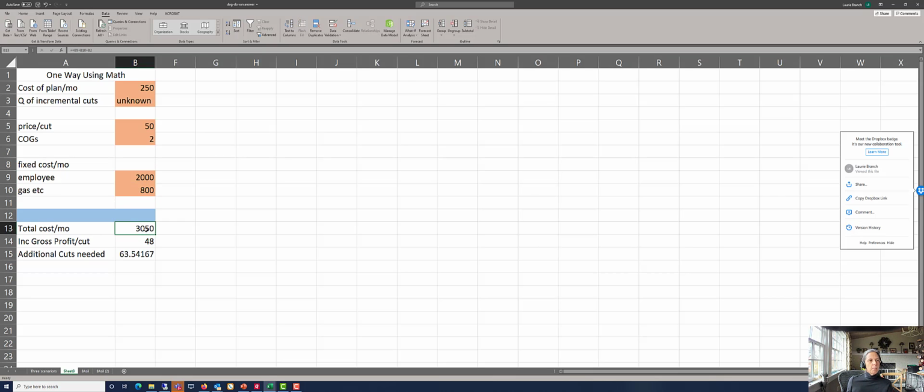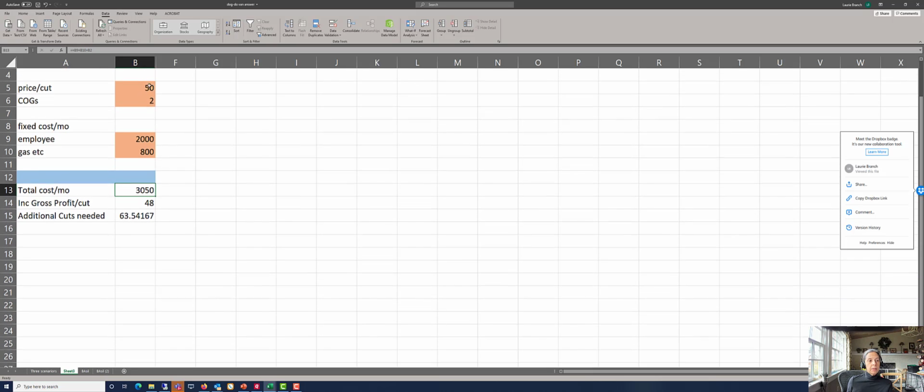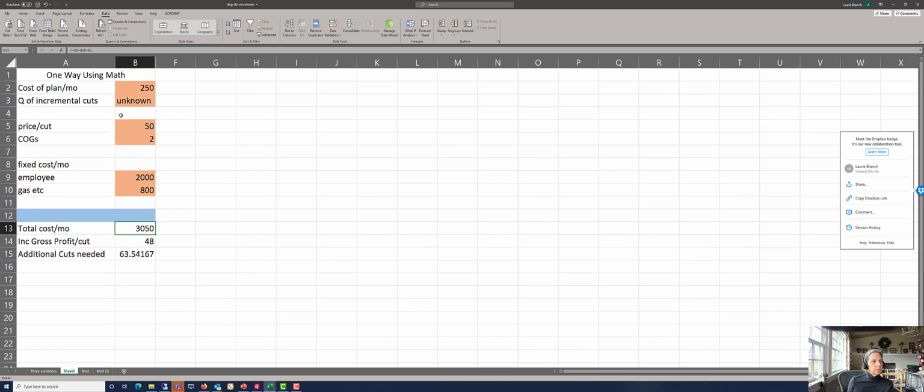So our total cost per month is going to be the total of the plan. So let me show you that right up here. It's going to be B9, which is the employee cost, B10, the gas cost, and B2, our plan cost. And so that is $3,050. We already calculated our gross profit per cut, $50 coming in minus $2 going out in variable costs for each cut. And our question is, how do we get to the break even number of cuts we have to sell, new ones, incremental ones, in order to make this a good project?